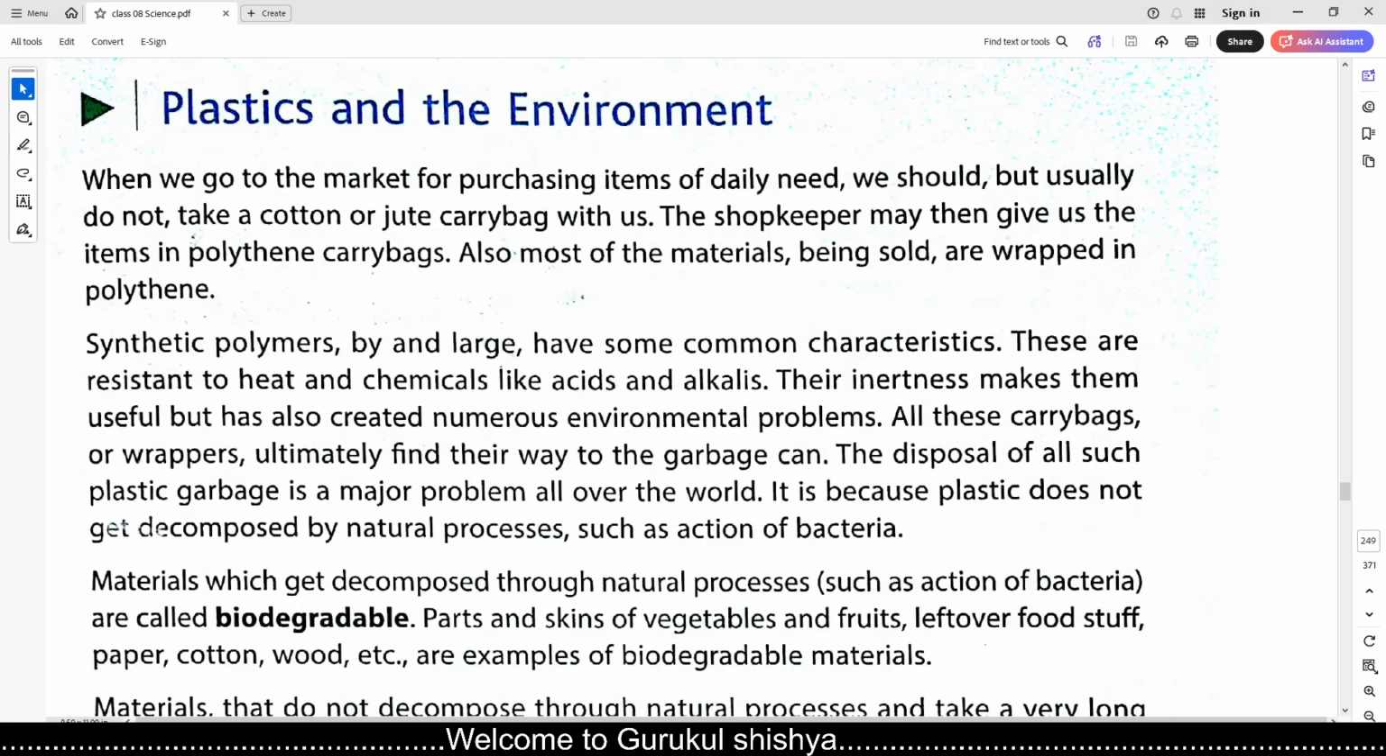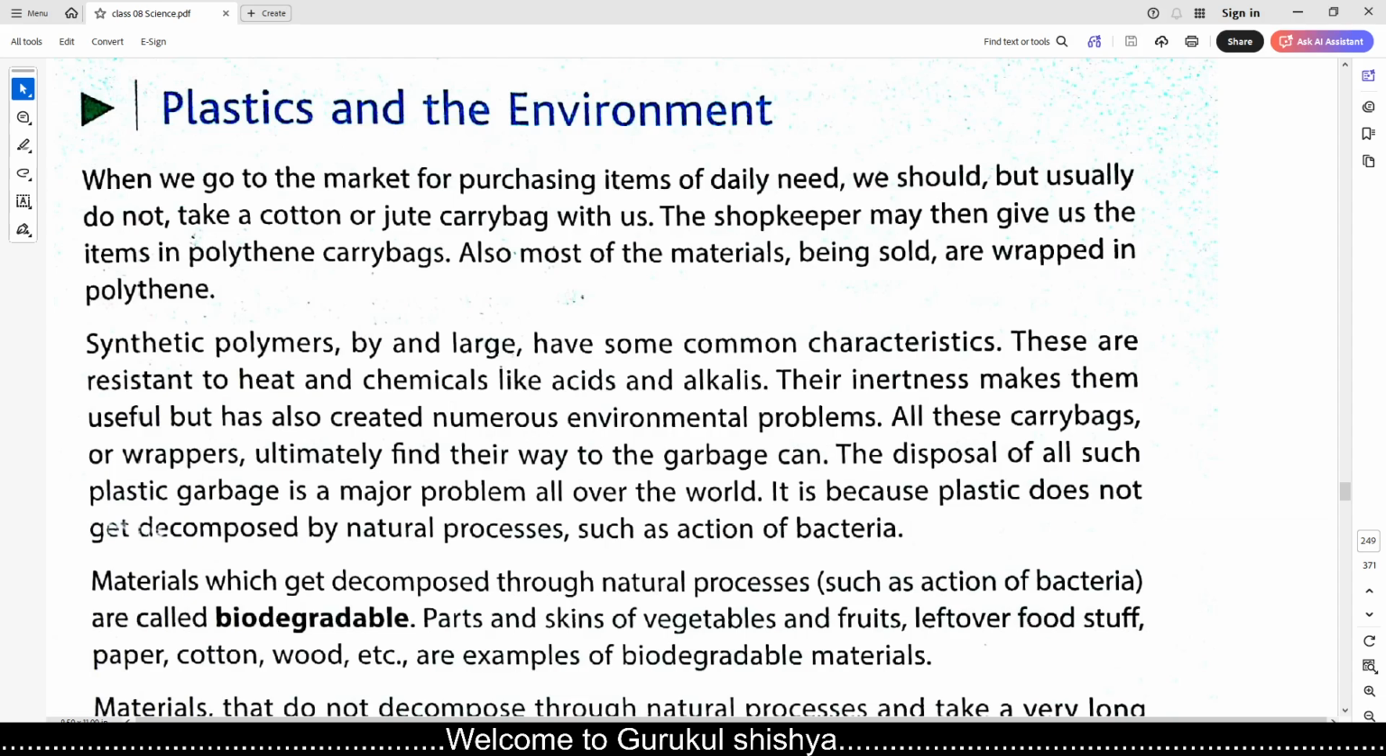Synthetic polymers by and large have some common characteristics. These are resistant to heat and chemicals like acids and alkalis. Their inertness makes them useful, but has also created numerous environmental problems. All these carry bags or wrappers ultimately find their way to the garbage can. The disposal of all such plastic garbage is a major problem all over the world.